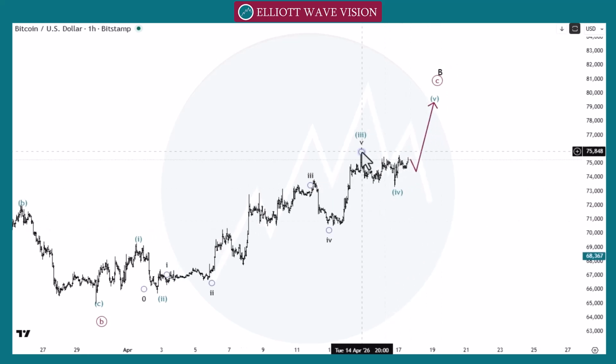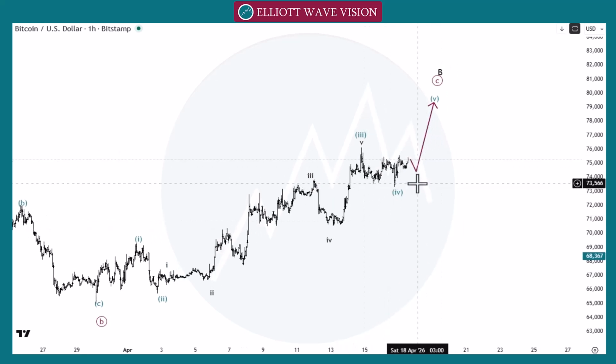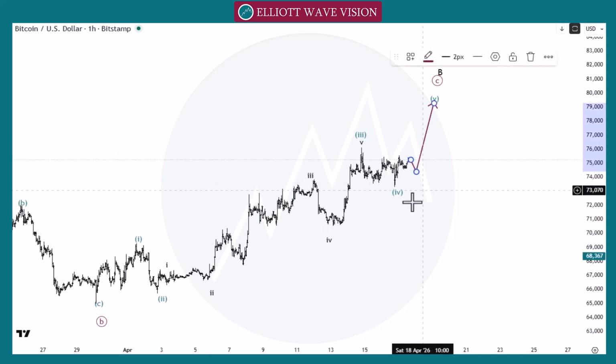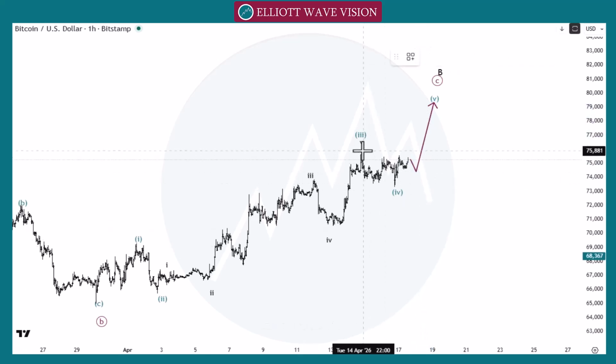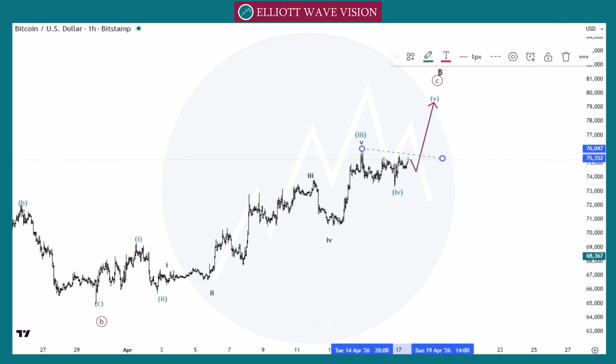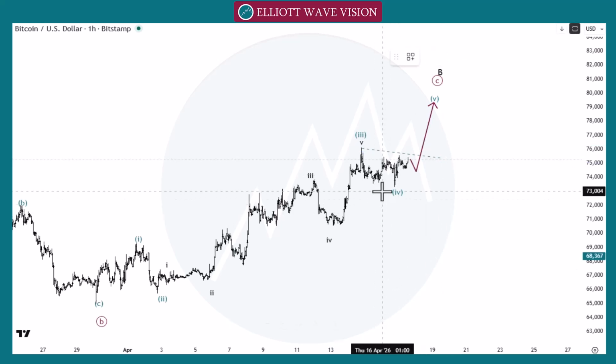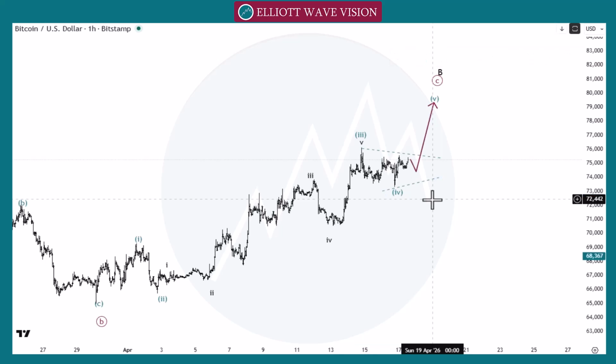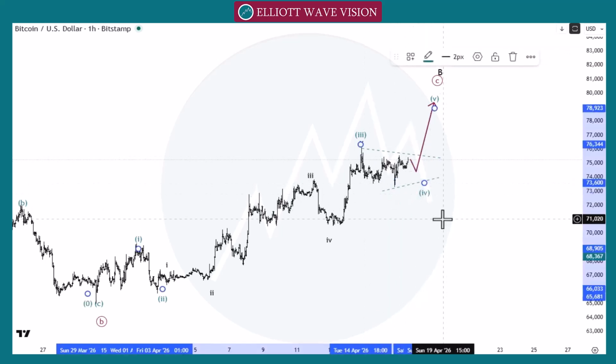Otherwise, we can count this move as a B, then wave C, D and E sideways. That's possible. This move may give us the triangle pattern of this green wave 4. If this is the triangle, we need to wait for this triangle to complete.